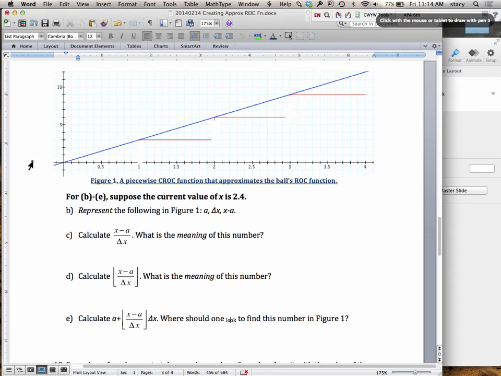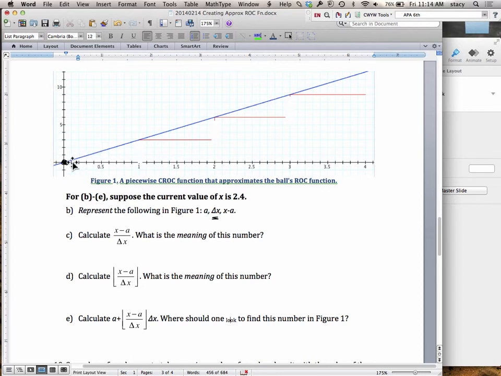I'm starting at 0. I'm creating intervals of length 1. And I chose to assign the rate of change to the left endpoint. So there's a red line here, a red line here, et cetera. Now I want to represent those things in this picture. If I want to represent my starting value at a is 0, I can go ahead and do that like so. Where is delta x represented?